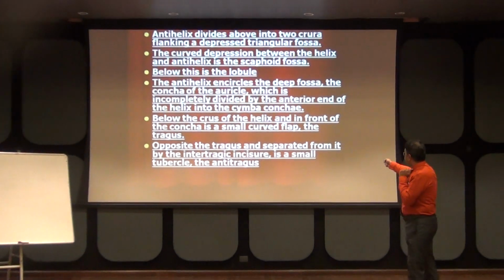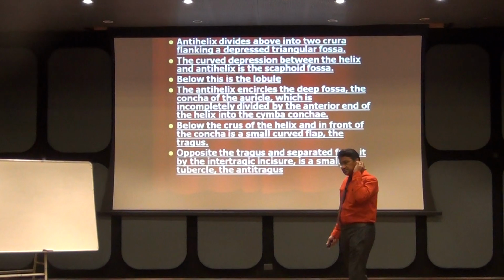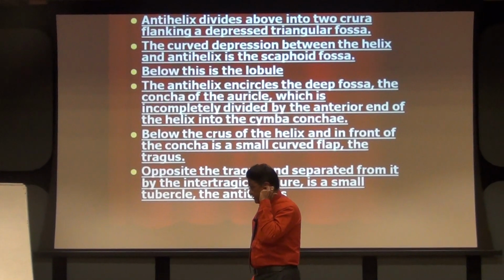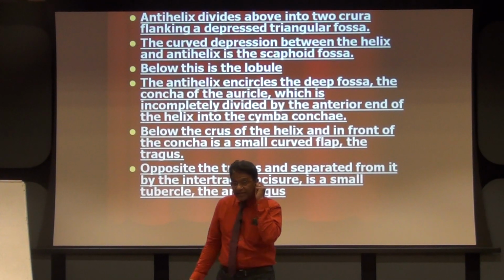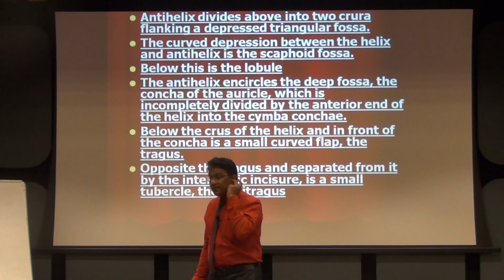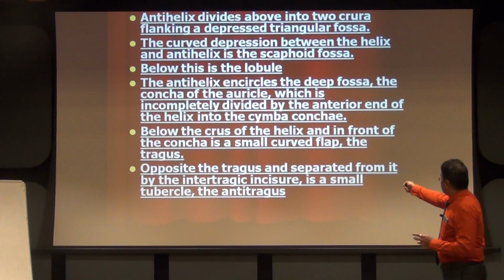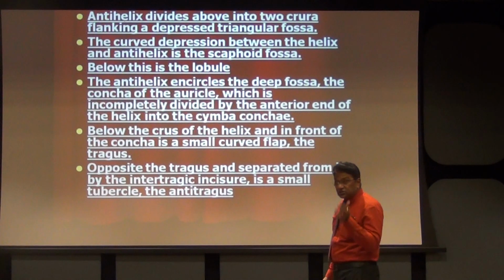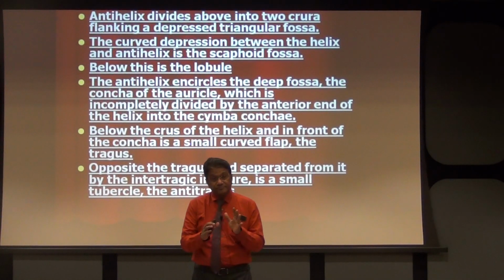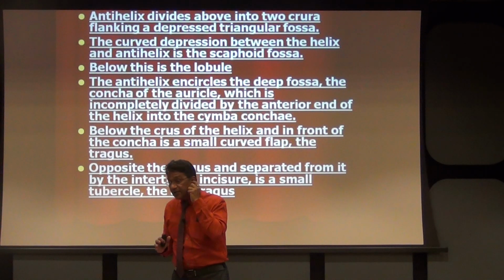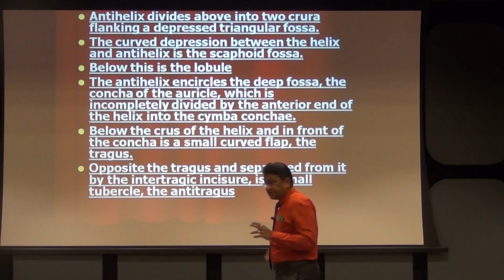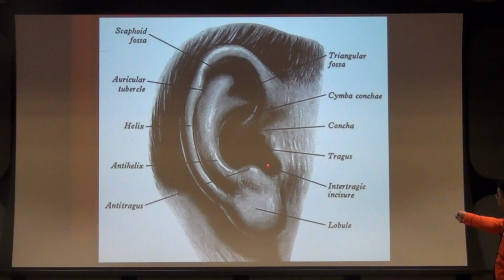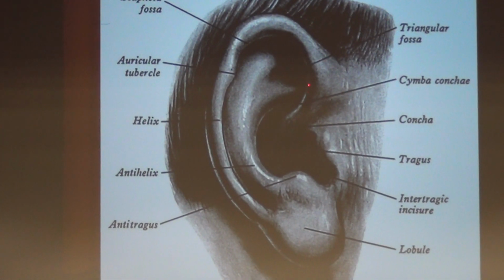The antihelix encircles the deep fossa. Now if you see just medial, that is the part where you put an earbud, where you normally put your earphone. This whole depressed part is known as the concha. The antihelix encircles the deep fossa, the concha of the auricle. Now this concha again has two parts. This whole depressed part has two parts. Now if you see the auricle, here you can see this whole depressed part. This depressed part is up to here.